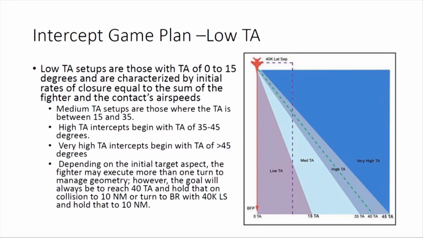So depending on the initial target aspect when you first begin the intercept, you'll have a game plan to execute. That game plan will involve one or more turns to manage the intercept geometry. But the end goal, remember, is always the same. The end goal is always to arrive at 10 nautical miles with 40,000 feet of lateral separation.